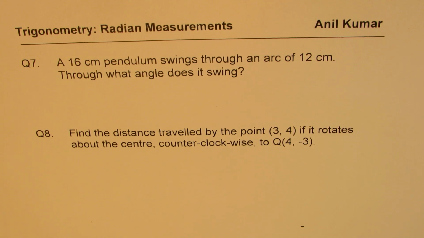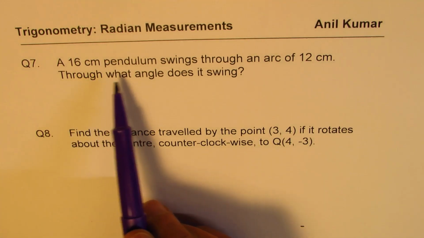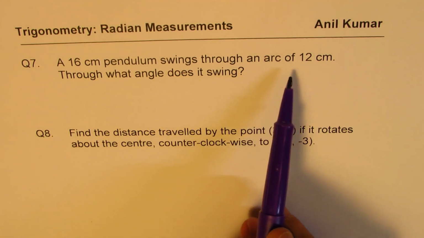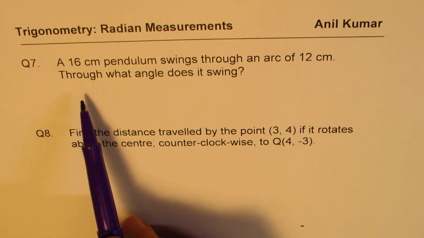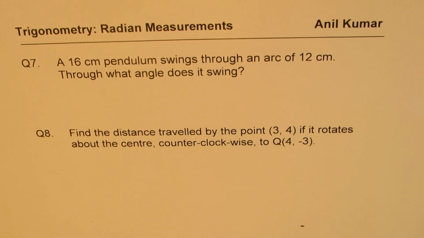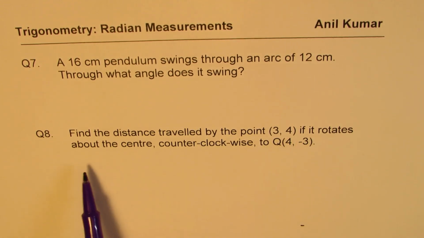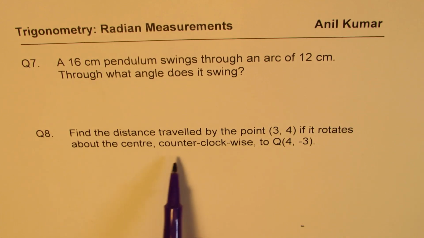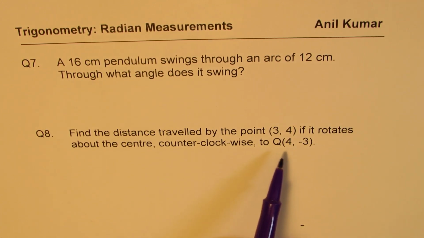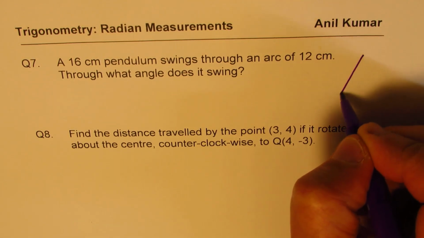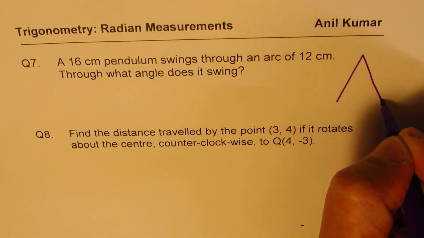Question number 7 is, a 16 centimeter pendulum swings through an arc of 12 centimeter. Through what angle does it swing? And question number 8 is, find the distance traveled by the point (3, 4) if it rotates about the center counterclockwise to (4, -3). You can always pause the video, answer these questions, and then look into my suggestions. So let's begin with the very first one, which is relatively simple.